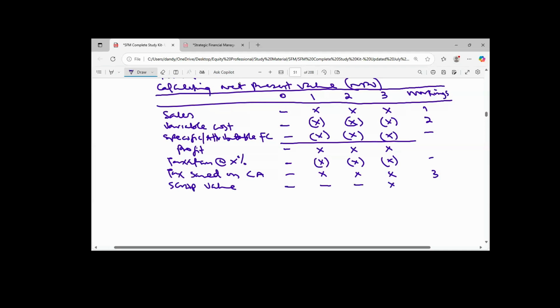Then in the question, of course, there will be the initial outlay, the cost of the project.